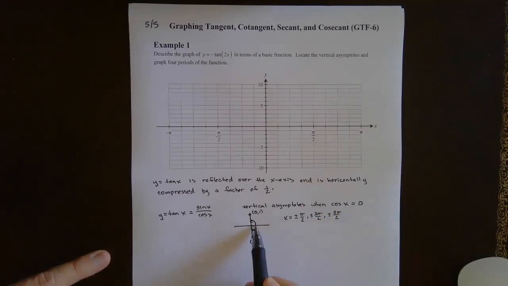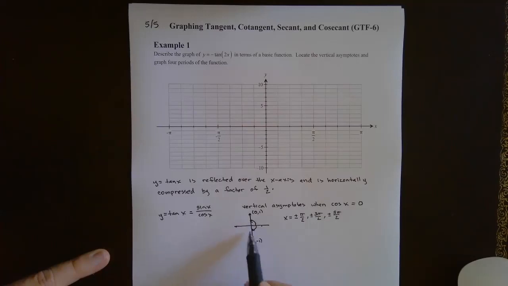Okay, so let me count by pi over 2. So pi over 2, it's not going to happen at 2 pi over 2. It's going to happen at 3 pi over 2. It's not going to happen at 4 pi over 2. It's going to happen at 5 pi over 2. It's not going to happen at 6 pi over 2. What I'm saying is that we're not going to have a vertical asymptote at 6 pi over 2, but we are going to have one at 7 pi over 2.